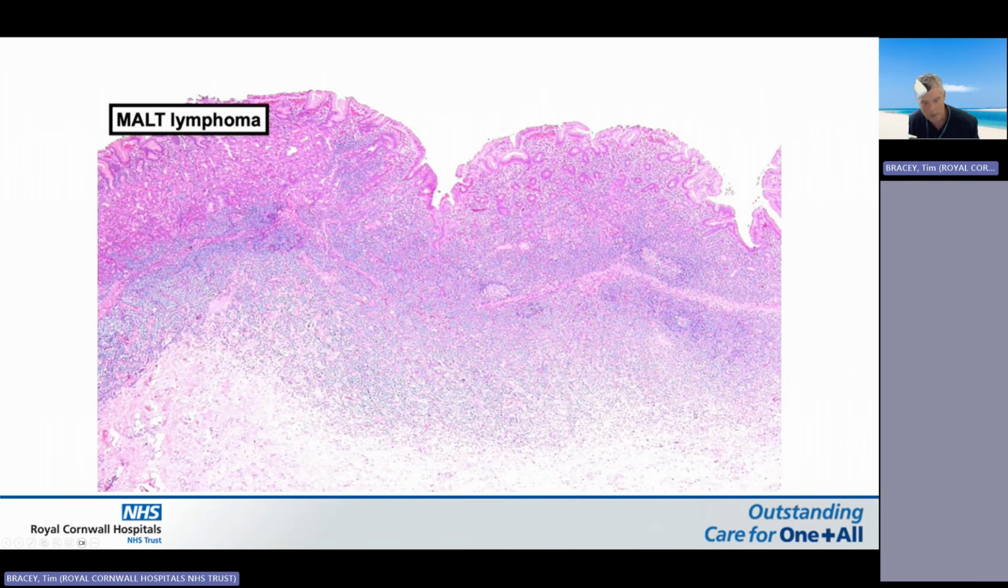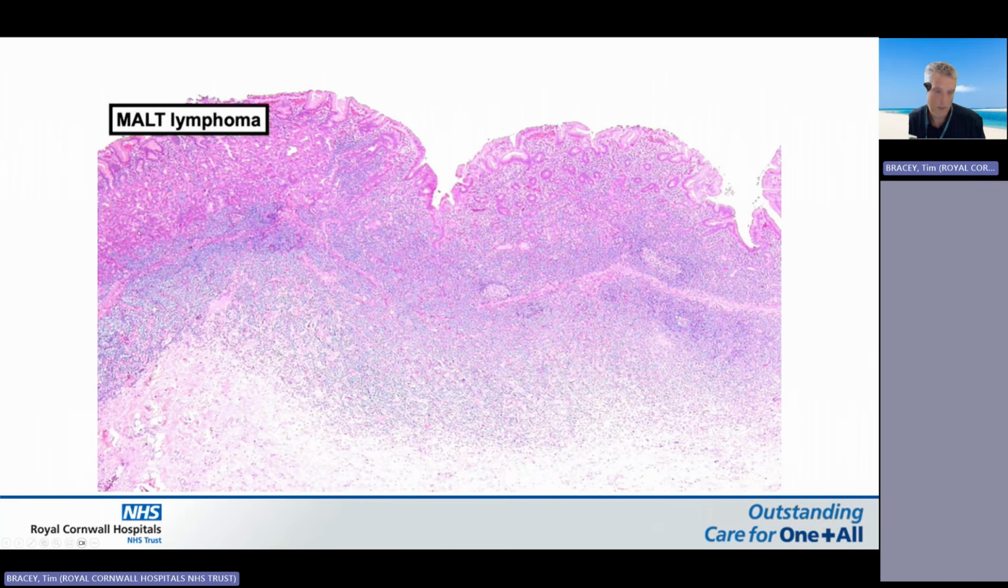It's not like other lymphomas where if you think, oh, I don't want to overdiagnose it because they give them chemo. With MALT lymphoma, they tend to just give them H. pylori eradication, so it's not a particularly scary consequence of your diagnosis.